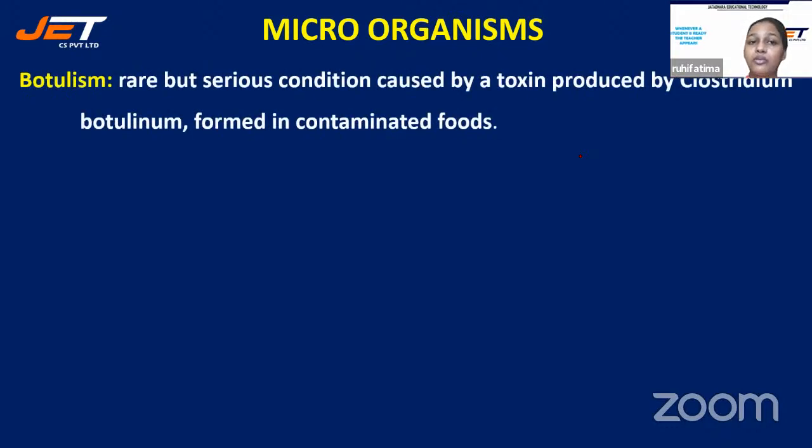Botulism, again a rare but serious condition caused by a toxin produced by Clostridium botulinum, formed in contaminated foods. When the food is contaminated, it causes botulism. You may have vomiting and stomach ache in this condition.